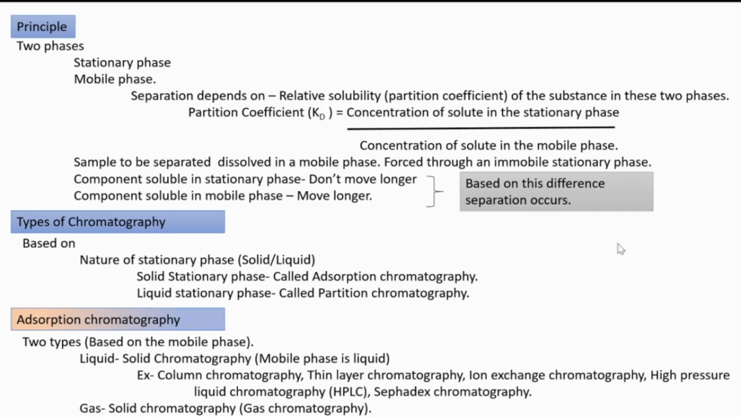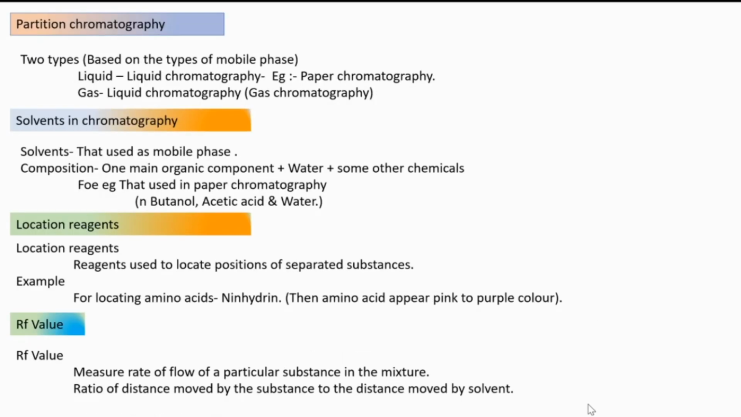Then what about partition chromatography? Partition chromatography is also of two types based on its mobile phase. Its stationary phase is what? Liquid, that we know. So the first type of partition chromatography is called liquid liquid chromatography. The second liquid is about the stationary phase. We know it's a liquid, and the mobile phase here is also liquid. Example is paper chromatography.